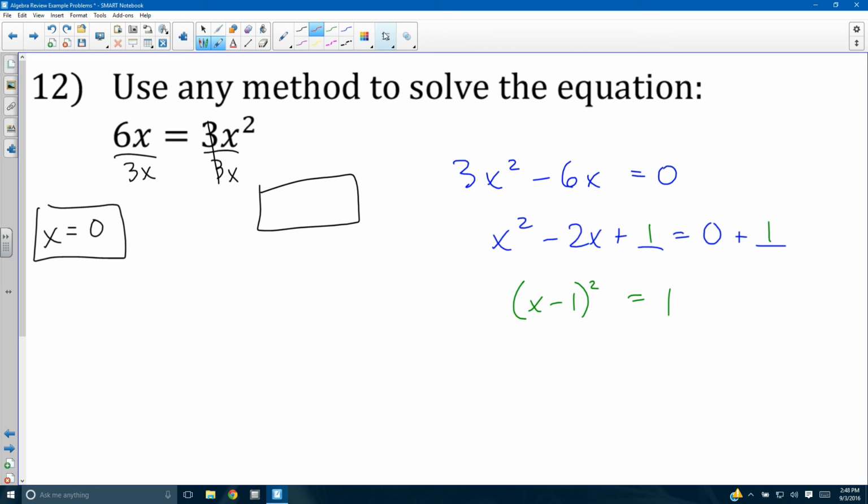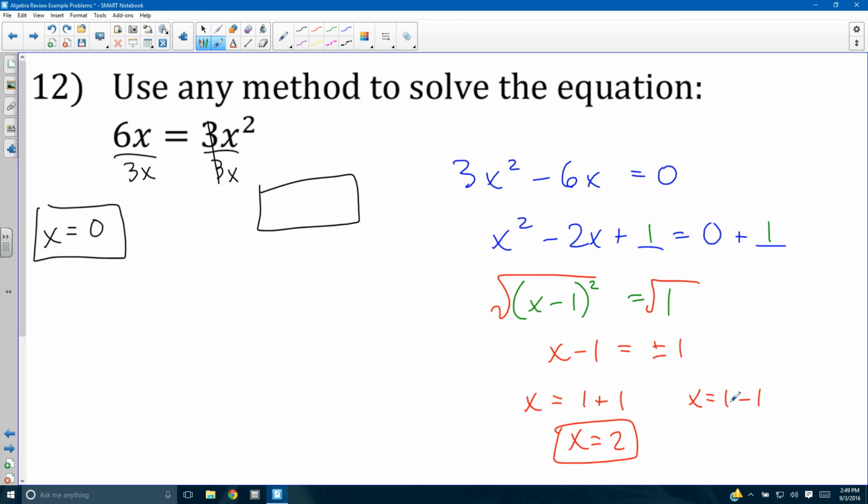That's equal to 1. Take the square root of both sides. Square root of x minus 1 squared is x minus 1. That equals square root of 1 is 1. That's plus or minus 1, though, in this case, because 1 squared is 1 and negative 1 squared is 1. We have to consider both cases. So x either equals 1 plus 1 or x equals 1 minus 1. 1 plus 1 is 2. 1 minus 1 is 0.